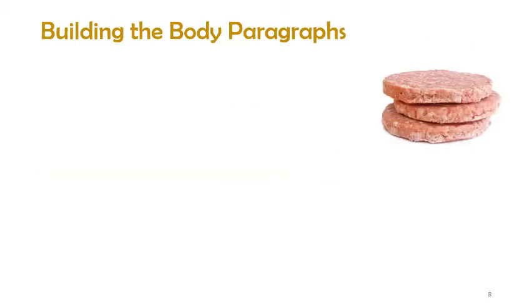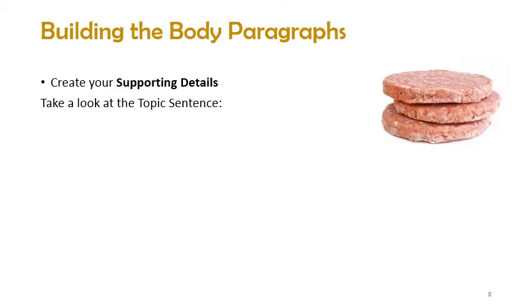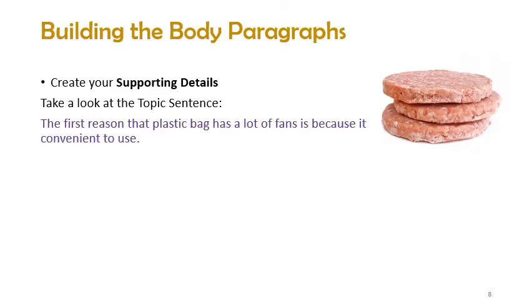And next, the challenge is to prove whether our topic sentence is something logical. That means we need supporting details for the justification. Okay, now first, take a look at the topic sentence. The first reason that plastic bags have a lot of fans is because they're convenient to use. So our focus here is convenience. We have to prove to people the logical reason why we think that plastic bags are convenient. So we need to create the supporting details, but supporting details must be something rich and good, just like the meat of your burger.